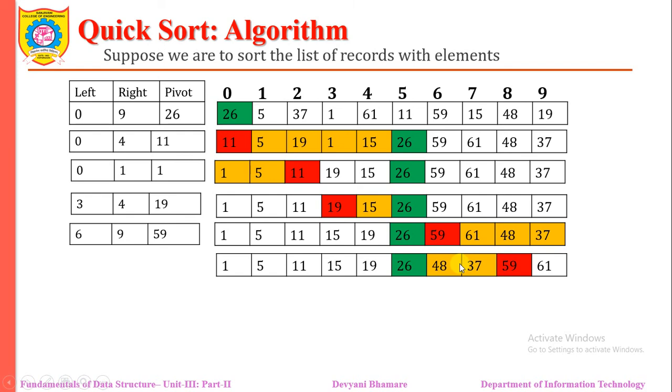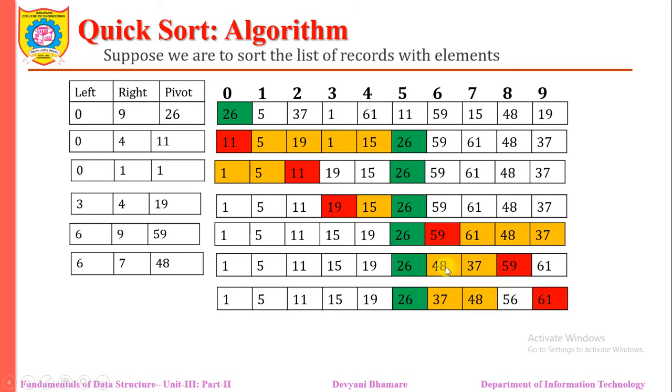So we are left with 48 and 37. Again we need to take this sub array. Among 48 and 37, 48 is the pivot element. So we get that 48 in its proper place. There is only one element on the left-hand side, so no need to swap because one element itself is sorted, and on the right-hand side there is no element because 59 is already done. Then we consider our right-hand side. Again here is only one element, so we consider the element sorted.